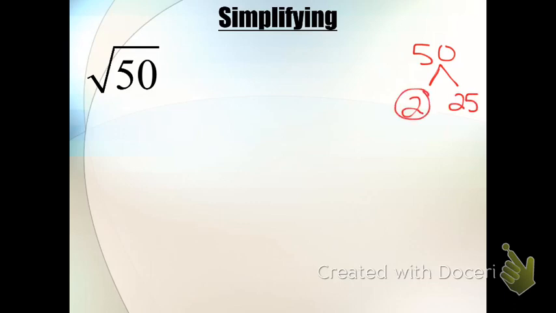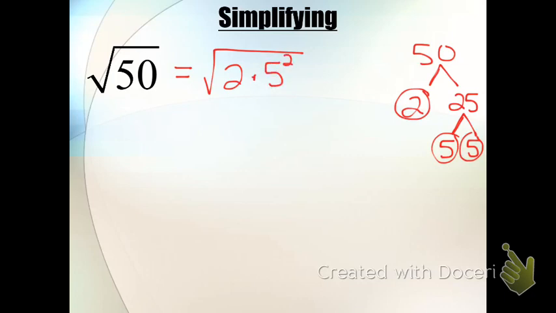Remember that you circled the prime numbers and you continued to break down numbers that were not prime until you ended up with all prime factors. So the prime factorization of 50 is 2 times 5 times 5. So we're going to rewrite the square root of 50 as 2 times 5 times 5, which is 5 squared. So we're rewriting it in the prime factorization form.